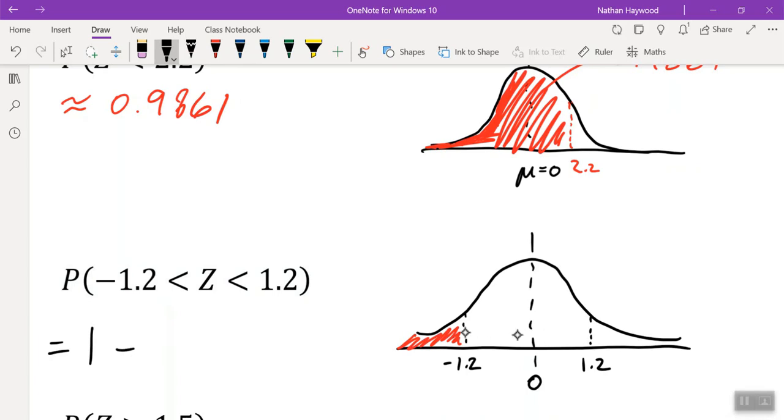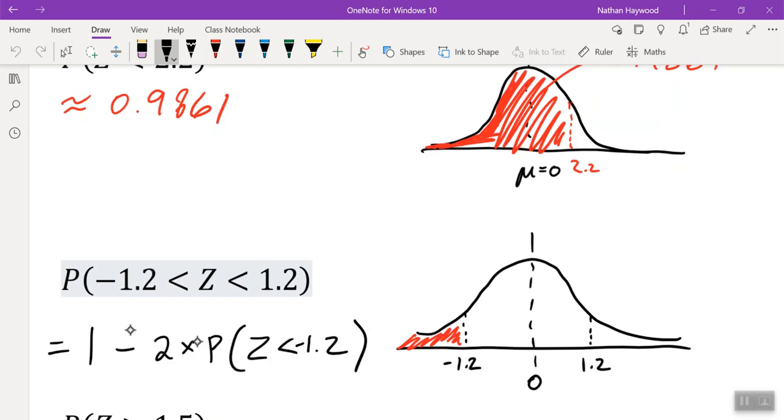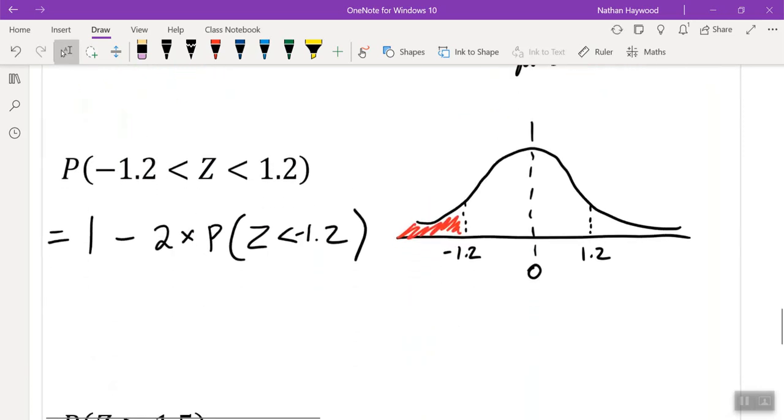So if we subtract this area twice, or 2 times the probability that Z is less than negative 1.2, if we find that area, multiply it by 2, and subtract that away from 1, we'll get the answer. Is that what you all did?